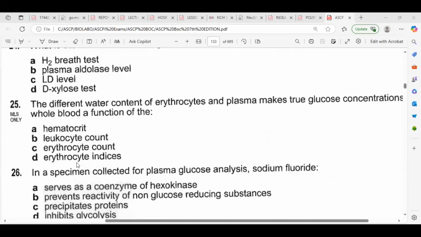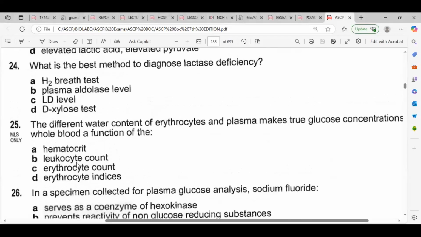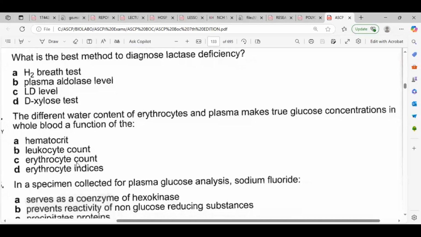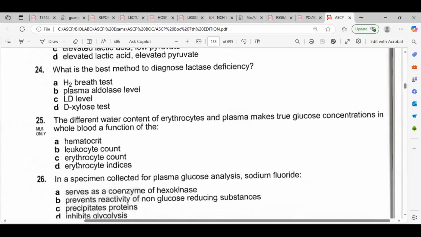The different water content of erythrocytes and plasma makes true glucose concentration in whole blood a function of what? I think this one we also discussed before. Let me try to answer for you, and then we proceed with the enzymes and many others. This is because of hematocrit.